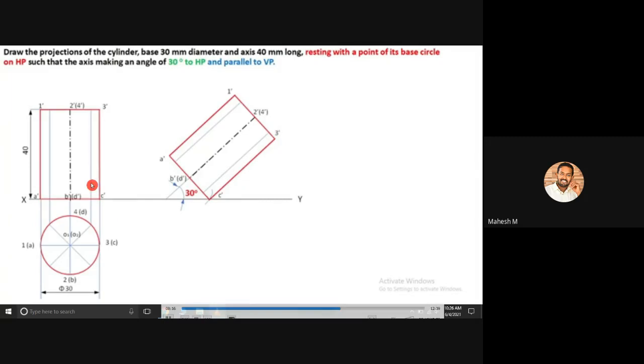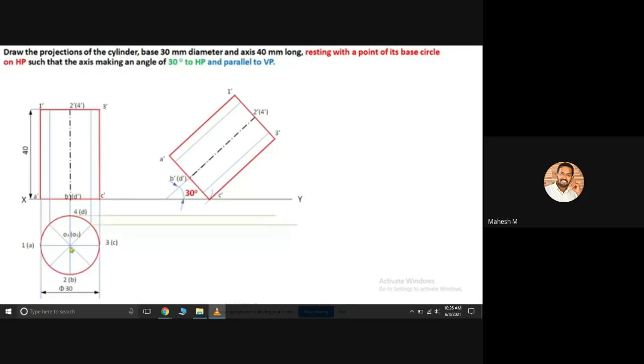So please remember one thing, there is a problem in this notation. So please follow it commonly. Okay, base should be marked with 1 2 3 4 5 6 7 8, and the top surface should be marked with A B C D E F G H. Okay, so in this video it is totally opposite.